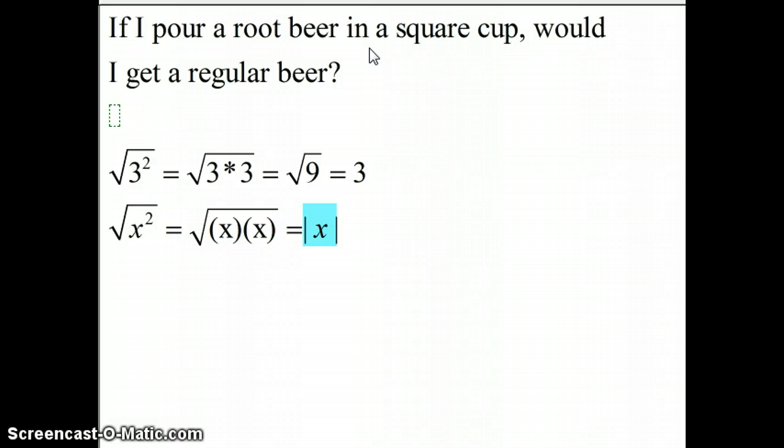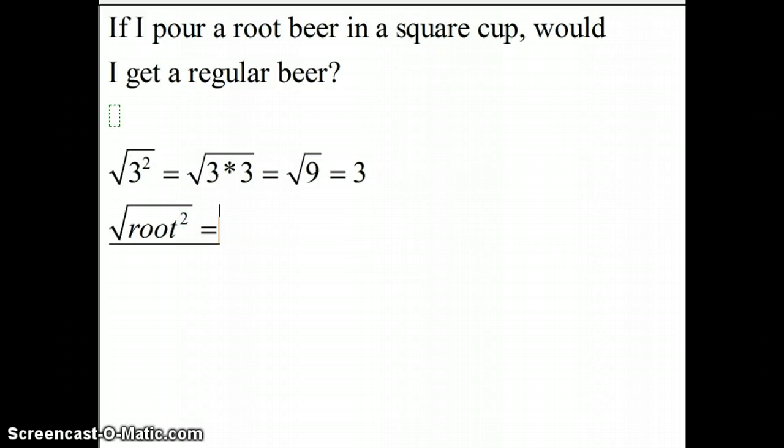So here's where the pun comes into play. If I were to pour a root beer, meaning a root beer, into a square cup, would I get just a regular beer? Most people would say yes. As a math major, I say no, you would get an absolute beer. I did this wrong.